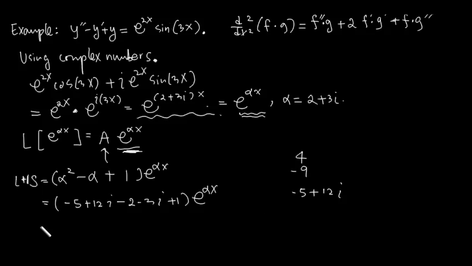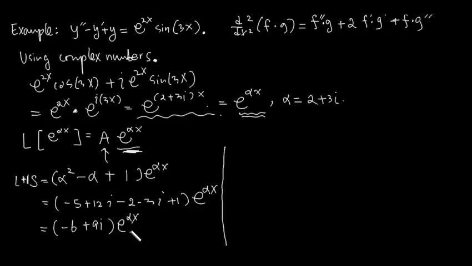Okay, so simply this whole thing is going to be: we get negative 6 plus 9i in there, times e to the alpha x. Let's further break this one down into real and imaginary parts. It continues like this: negative 6 plus 9i times e to the alpha x is in this form, e to the 2x cosine 3x plus i times e to the 2x sine 3x.